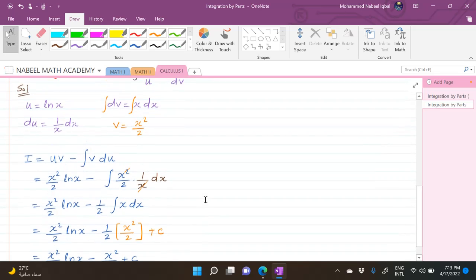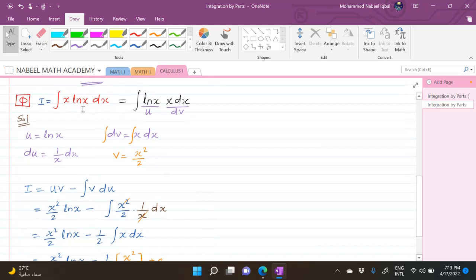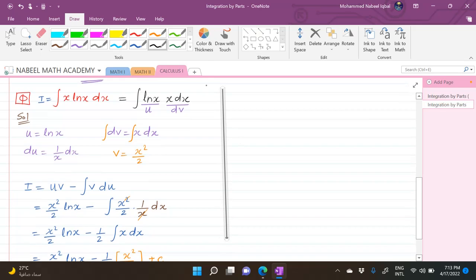Now you can ask why we are not writing this as a tabular method, since we have a polynomial here. Yes, we can, but we have to know the integration of ln x. So if you go with the tabular method, u equals x and dv is ln x. Here continuously you have to differentiate, 1 and 0. But what is the integration of ln x? That is difficult to remember. That's why we are applying the integration by parts method, not the tabular method. Clear?